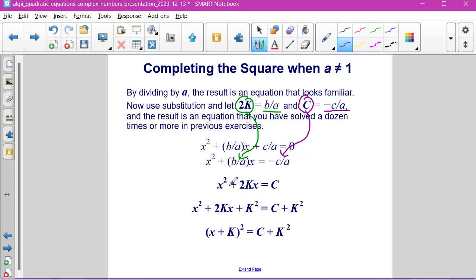And now we have something similar to before, where we take half of our b term and square it. Well, half of 2k is going to be k, and k squared is k squared. So we're going to add k squared to both sides of the equation. And then if we factor x squared plus 2kx plus k squared, it ends up being the binomial x plus k quantity squared. And on the right-hand side, it'll be C plus the k squared that we added to the left side, we have to add to the right side.